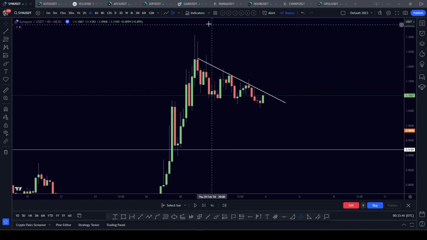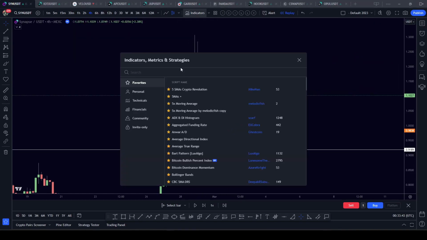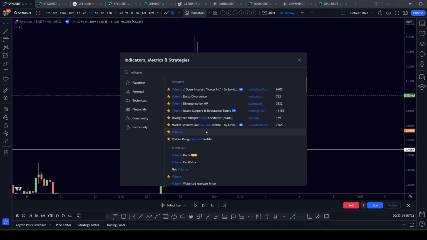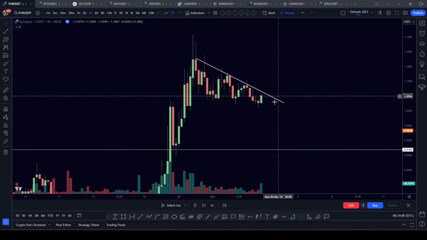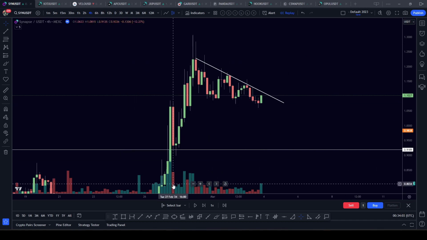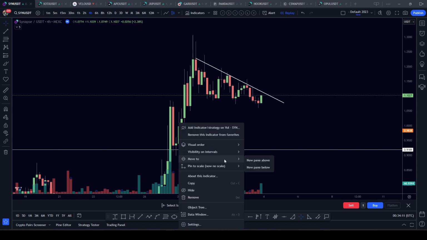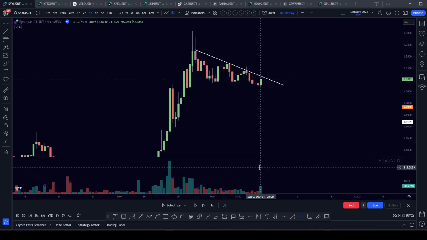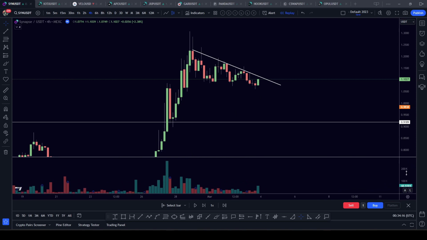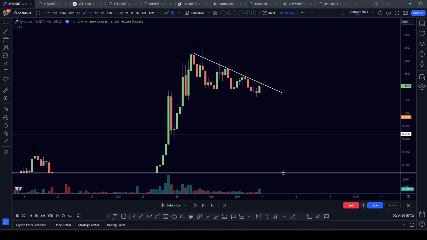First thing we want to do is put our volume on. So let's go to indicators and then just type volume. And it's going to be this one without the name. This is from TradingView. So now that we have that on the chart, let's go ahead and put this on its own pane. Make sure you're hovering over the volume. You're going to right click, move to new pane below. Now you're able to adjust the size of this. Let's go ahead and adjust the window or the pane.